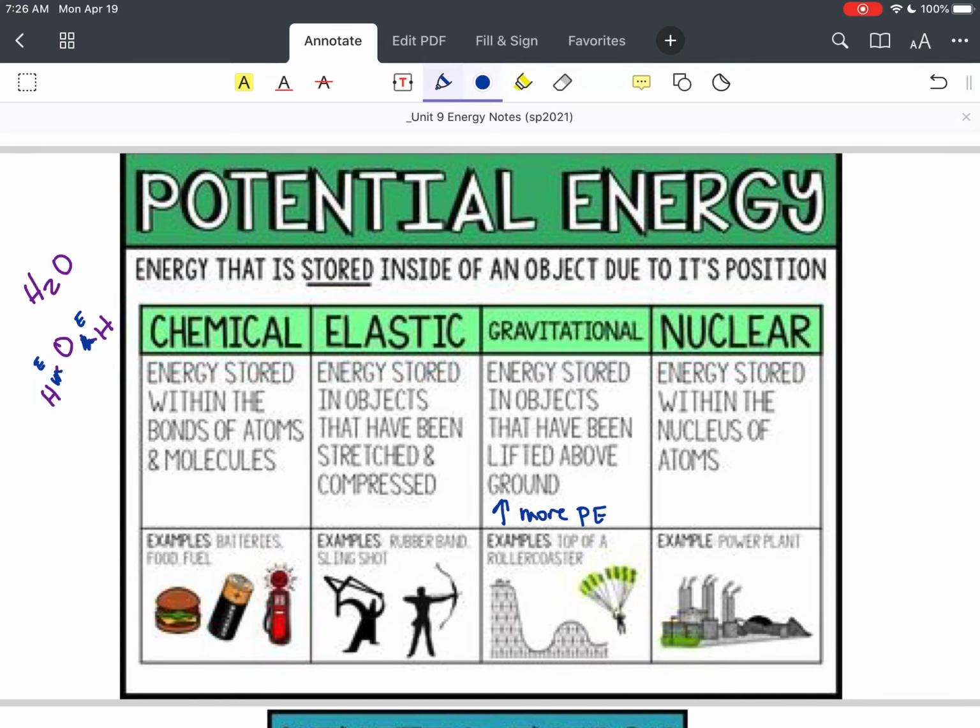So like the roller coaster, all right, this has high potential energy. This has low potential energy.